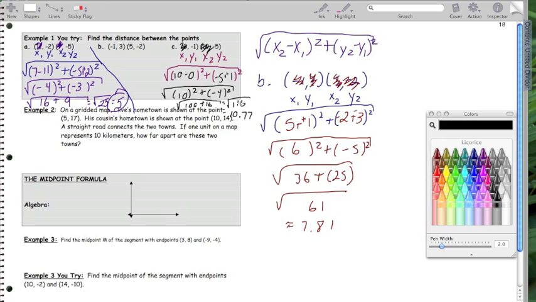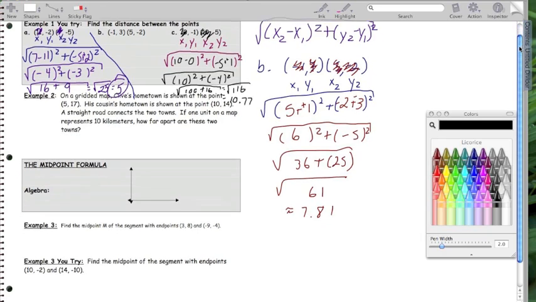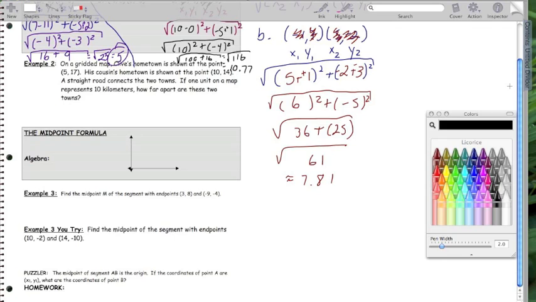Okay? Nice job on those ones, guys. Let's try one with a word problem, and we'll keep going.